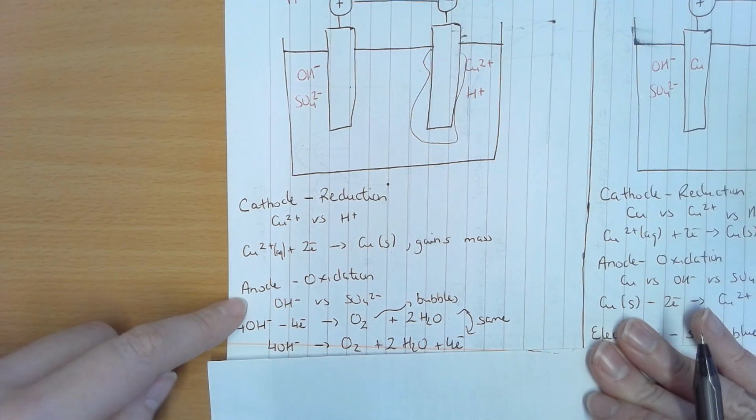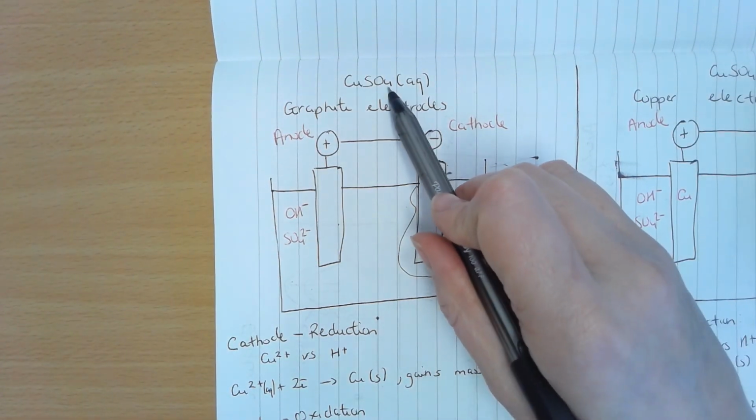That's the cathode, that's the anode, and then copper sulfate is your electrolyte, and copper sulfate is blue.